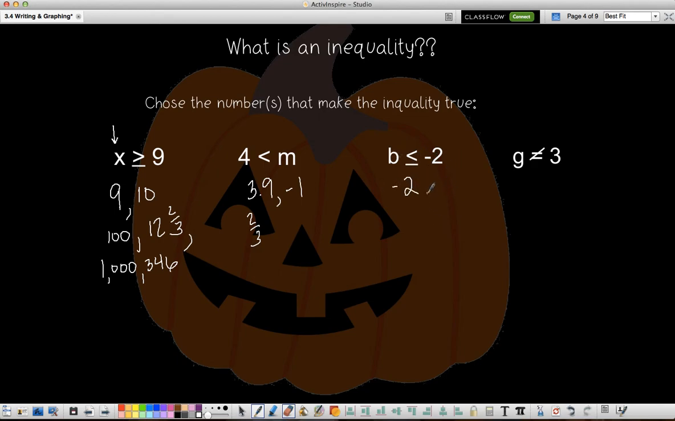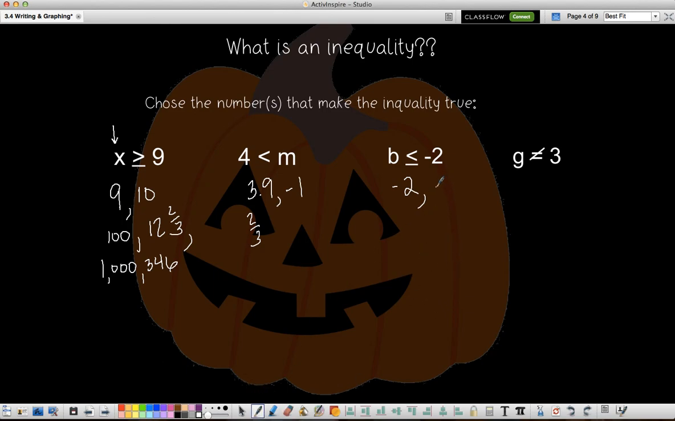So again, negative 2 would work. Now, negative 1. Negative 1 won't work because remember, with a negative number, here's 0, negative 1, negative 2. Negative 2 is further away from 0. So as you're going down this scale, your numbers are getting smaller. So what that means is if you go up from negative 2, negative 1 is larger than negative 2. So it will not work as a solution. So we're going to go ahead and erase that. That is not a solution.